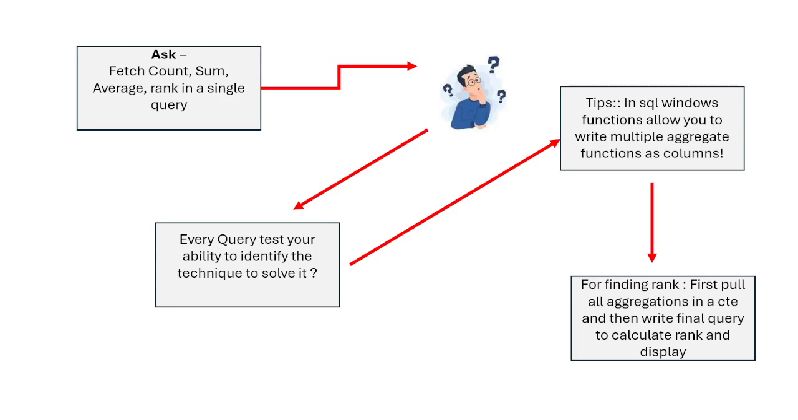Now, coming to this, if you can understand, this is the ask. In the ask, we have to fetch different aggregates: the count, sum, average, rank. These are basically aggregate functions. So you have to write a query in such a manner that every column will have aggregate functions, right? And how can you do that?